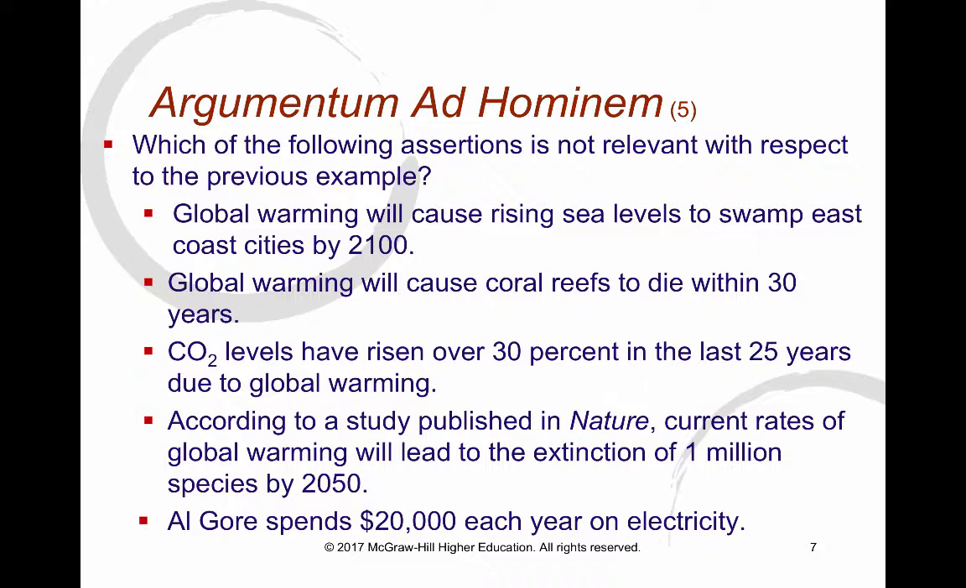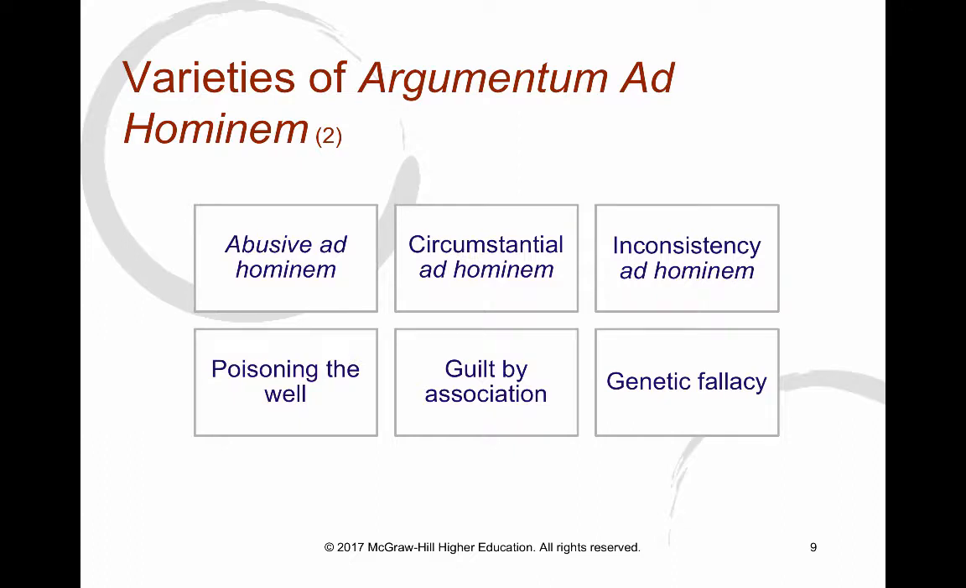Now, of all of these assertions, which one is pretty much irrelevant with respect to whether global warming is a big problem or not? Yes, it's that one. An argument ad hominem actually comes in several varieties. There is the abusive ad hominem, the circumstantial ad hominem, the inconsistency ad hominem, poisoning the well, guilt by association, and the genetic fallacy. Let's look at examples of each of these.